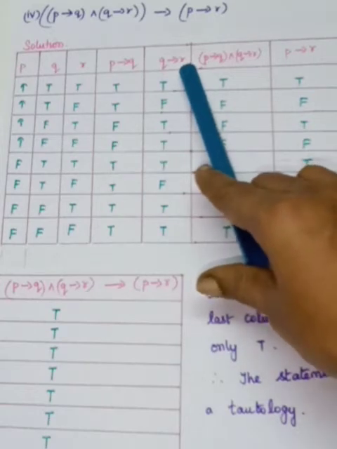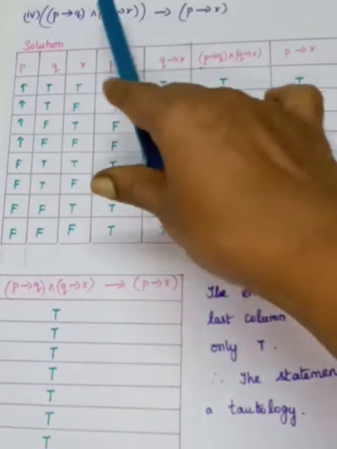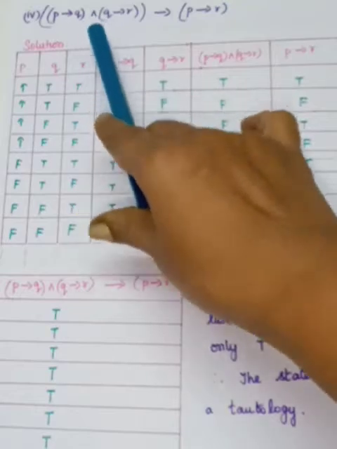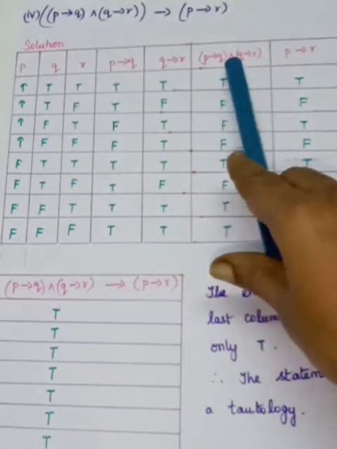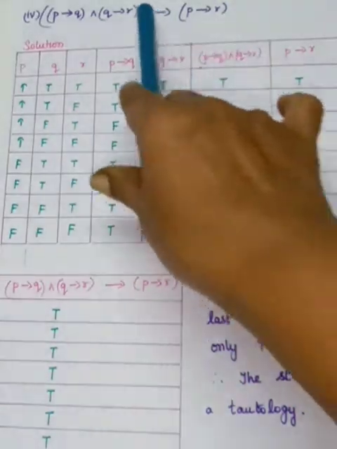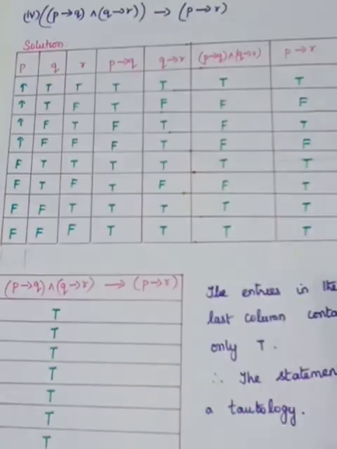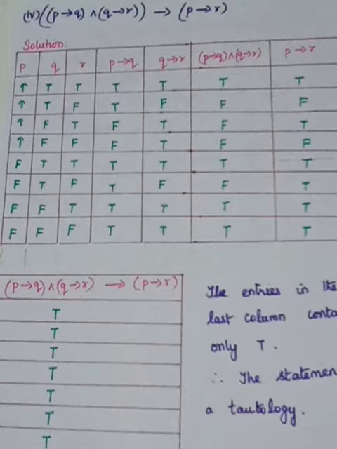Okay, next one, what you have to do? You need not go for P implies R. So in between what you are having? And. So therefore, P implies Q and Q implies R. So the left side is over. So each and every simple statement and compound statement has to be evaluated.